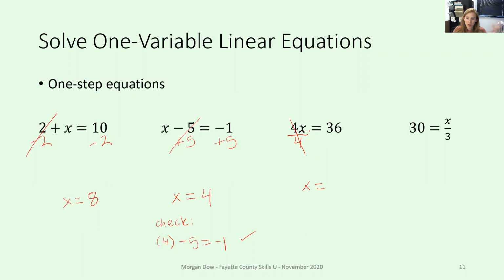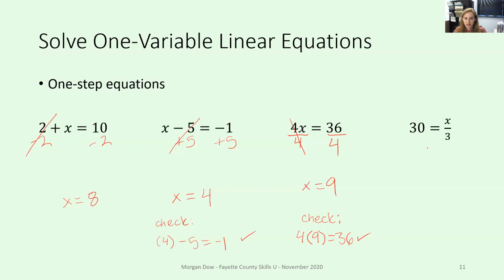Since I divided by 4 on one side, I'm going to come over to the other side and do exactly the same thing. 36 divided by 4 is 9. And you could check your answer. 4 times 9, does that equal 36? Yes, it does. So our solution is correct.